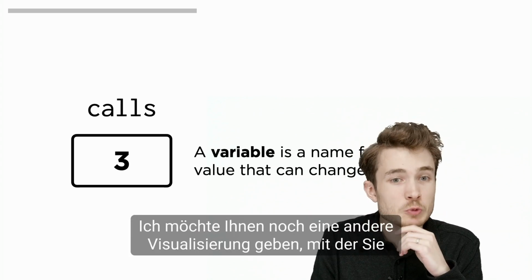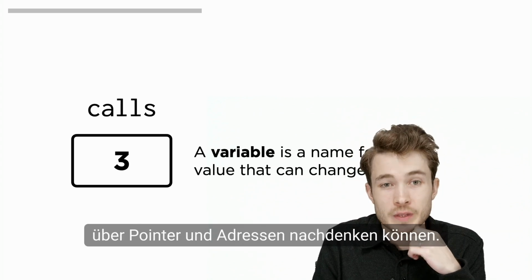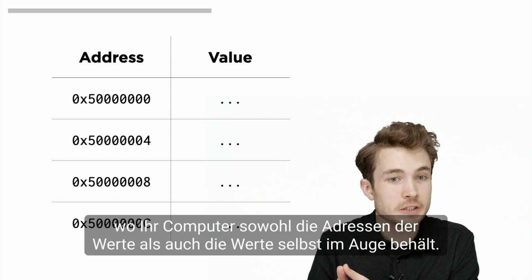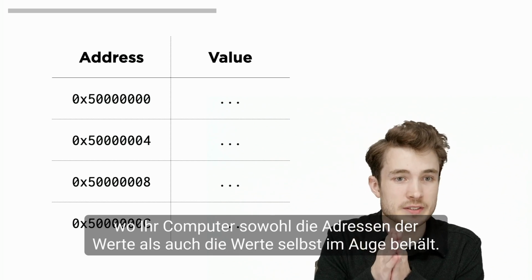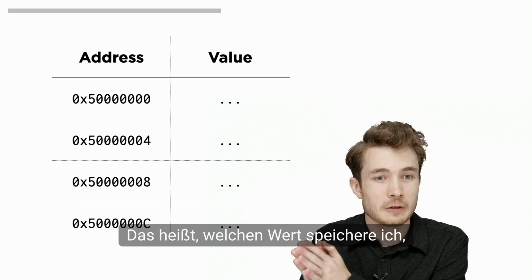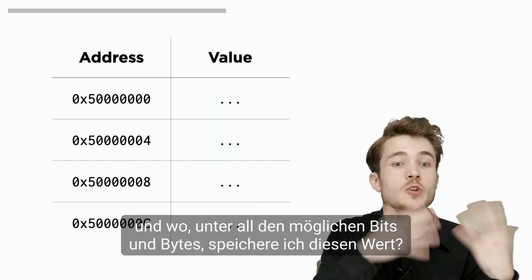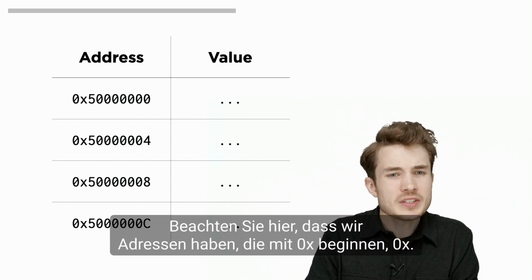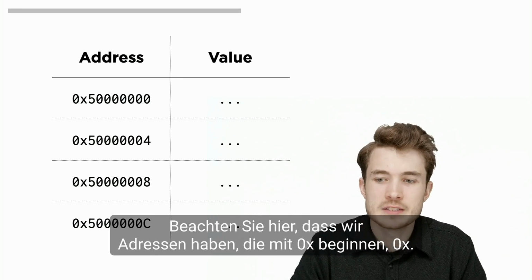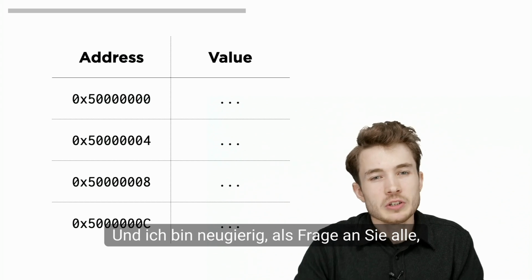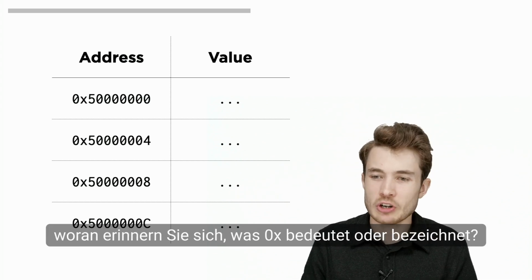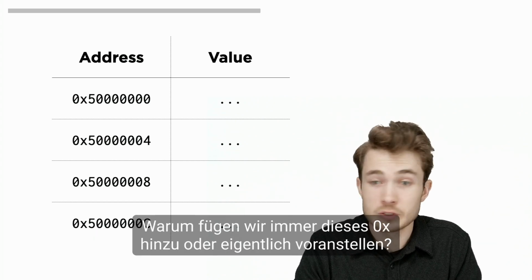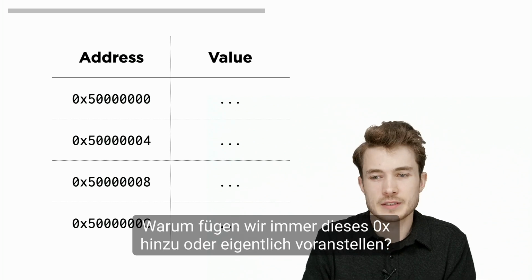I want to give you one other visual to think about pointers and addresses too. So you could think about it as well as kind of like this table here, where your computer is keeping track of both the addresses of values and the values themselves. That is, what is the value I'm storing, and where among all the possible bits and bytes am I storing that value? And so notice here that we have addresses that begin with 0x. And I'm curious, as a question for you all, what do you remember 0x meaning or signifying? Why do we always append, or really prepend, this 0x?